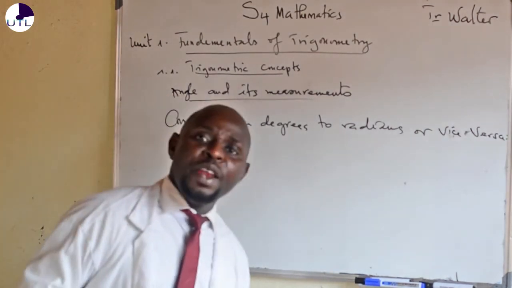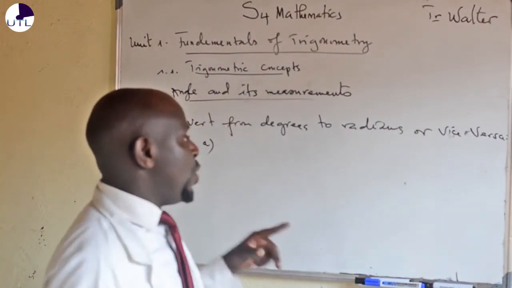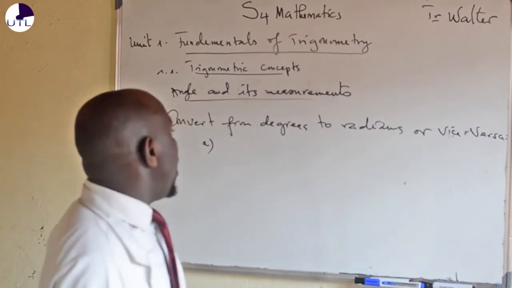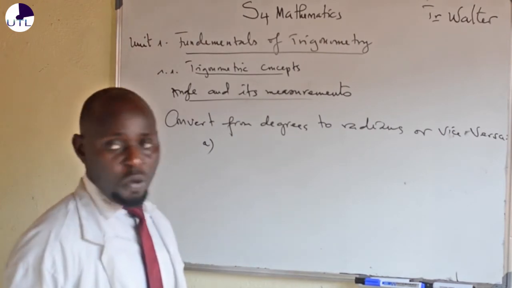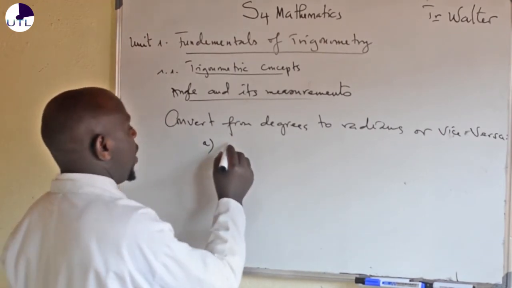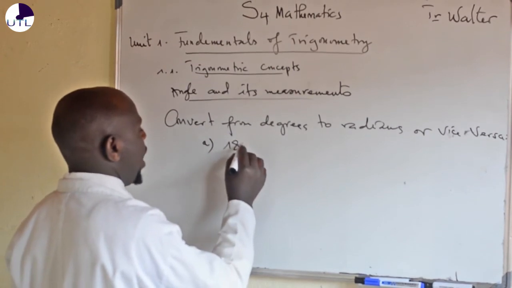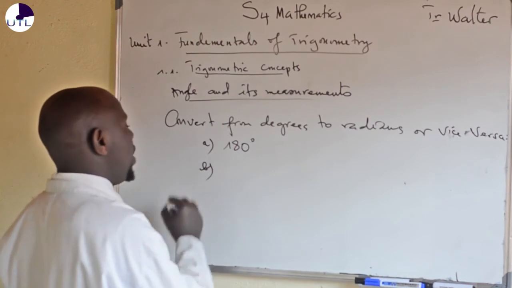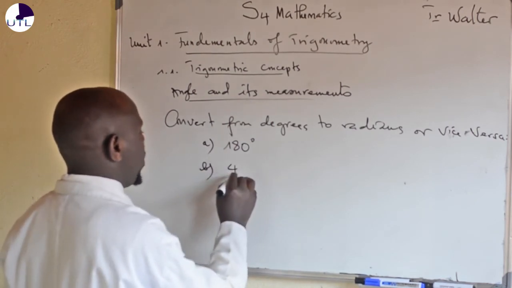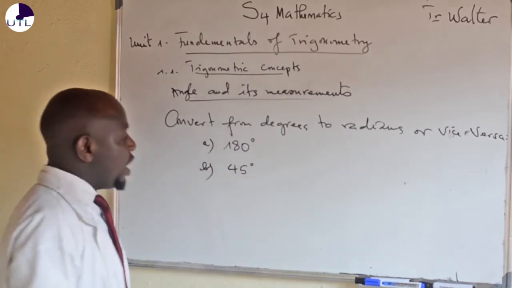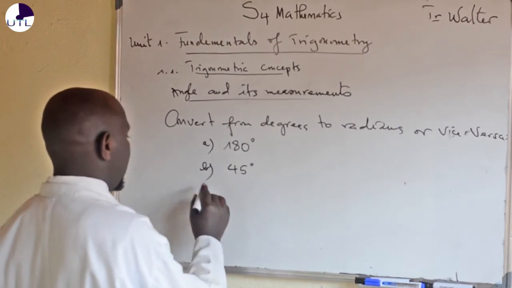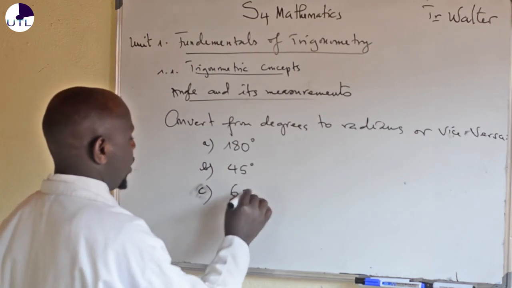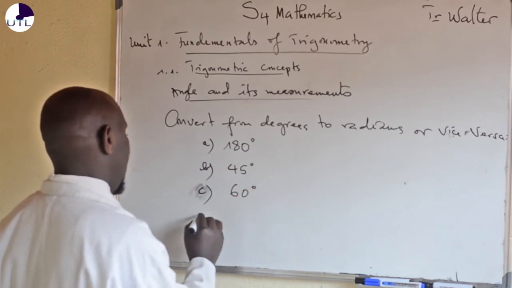So, ladies and gentlemen, after seeing how we have been converting from radians to degrees and from degrees to radians, you can also try this on your own. You will convert 180 degrees into radians. Number B, you will convert, ladies and gentlemen, 45 degrees. Ladies and gentlemen, you will also try to convert 60 degrees.